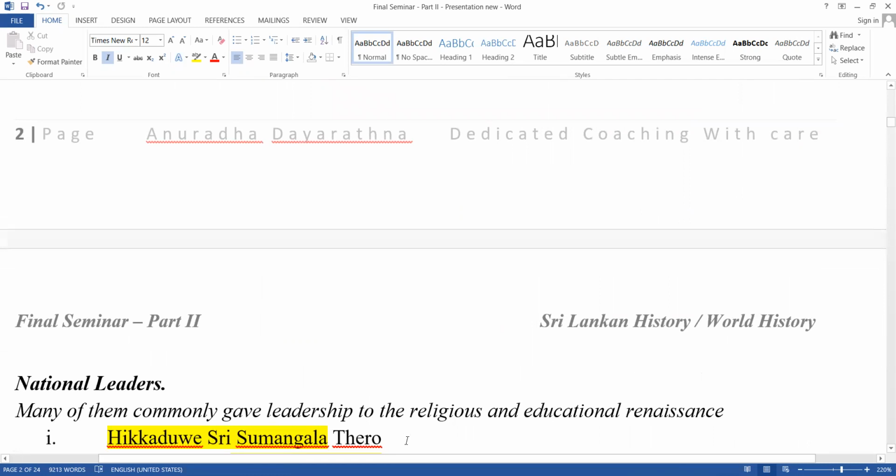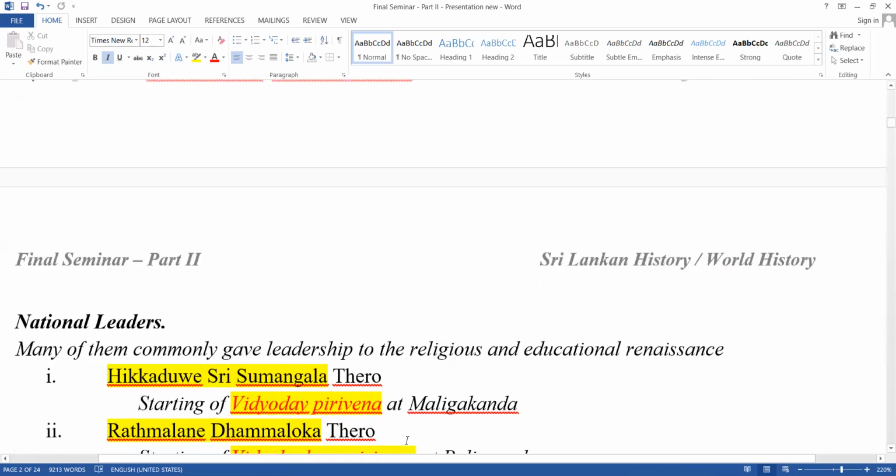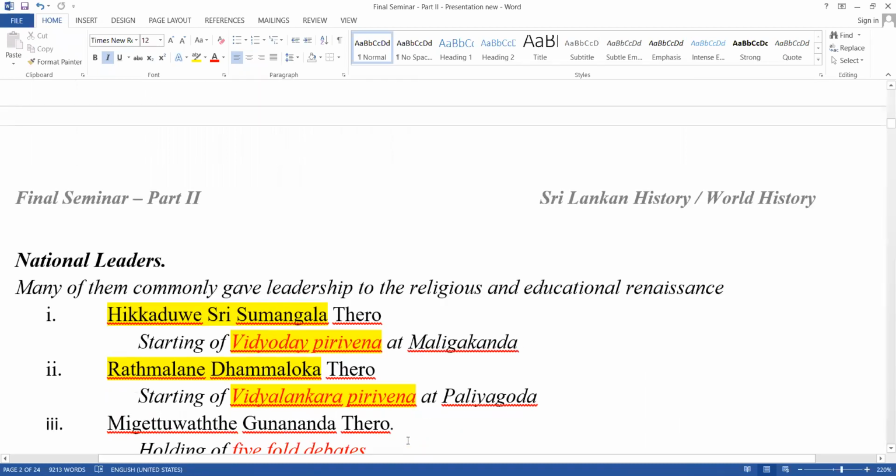Ven. Sumangala, what did he do? Vidyodaya, when he started. Ven. Dharmalokatissa, what did he do? Vidyalankara, when he started. Vidyodaya Pirivena is presently known as Sri Jayawardenapura University. Vidyalankara Pirivena is presently known as Kelaniya University.